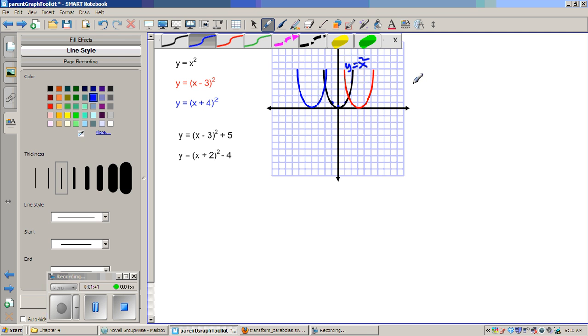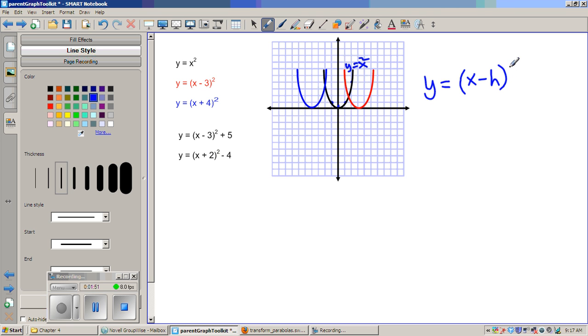So we said y equals x minus something, and we called that something h, squared. We'll move the parabola, the regular parabola, just to the right or left.